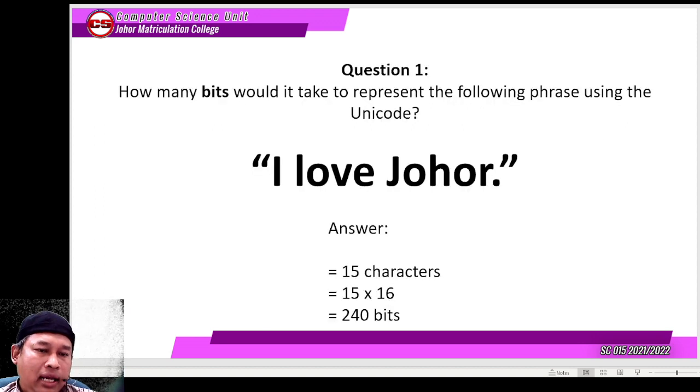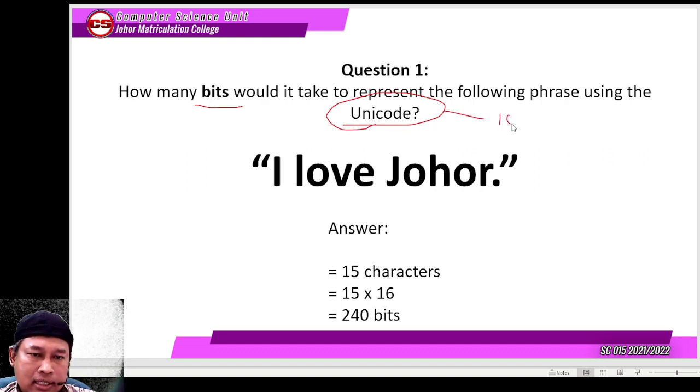Okay, next, "I love Johor." The answer is 15 characters. Is it true, 15 characters? Okay, the question is how many bits will it take to represent the following using Unicode? So you must remember Unicode uses 16 bits. So now you will count the characters. The characters are 15. Now we will count how we get these 15 characters.